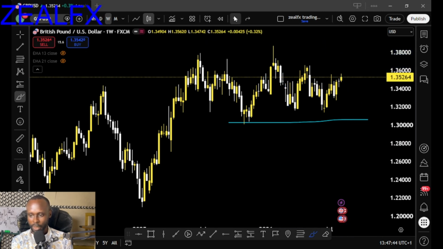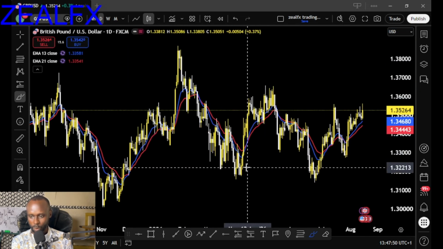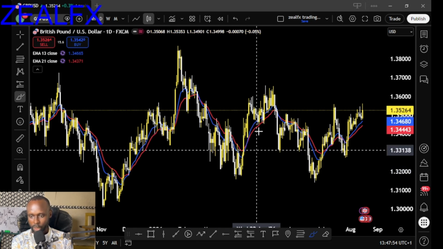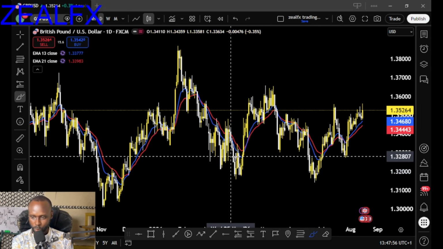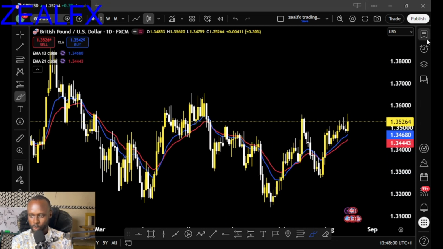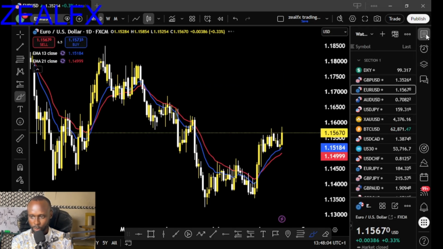So let's look at the daily time frame of the Pound USD. On the daily time frame, we can also see clearly that we are currently in a range without a clear structure for the Pound USD. So long as we don't have a clear structure, we have to stay out of the Pound USD for now until we get a clear structure for us to trade it. Let's look at our next pair, which is the Euro USD.